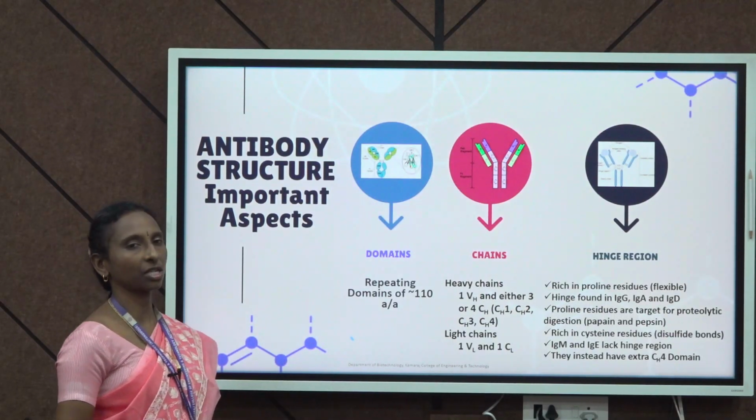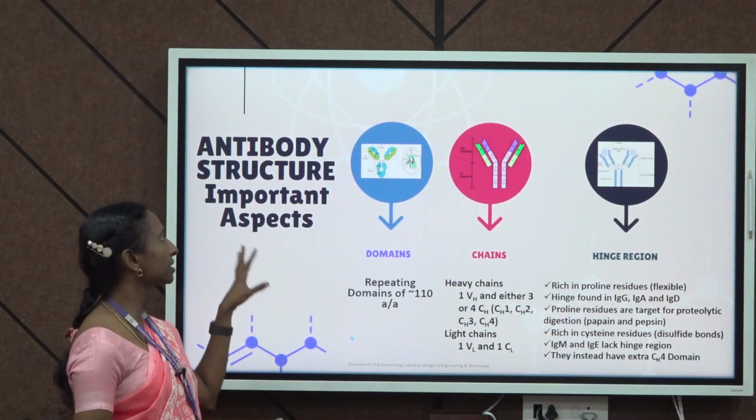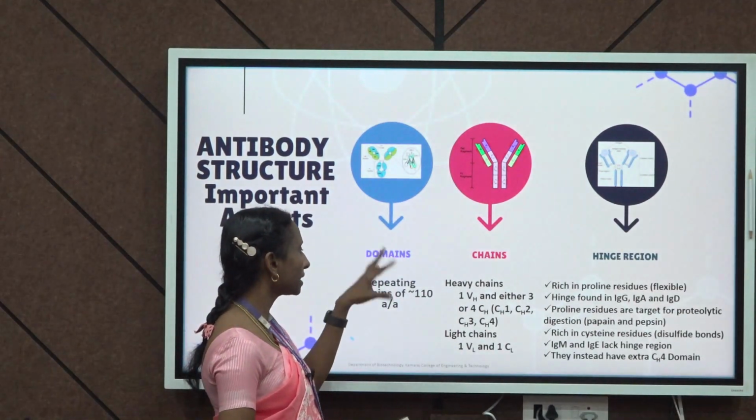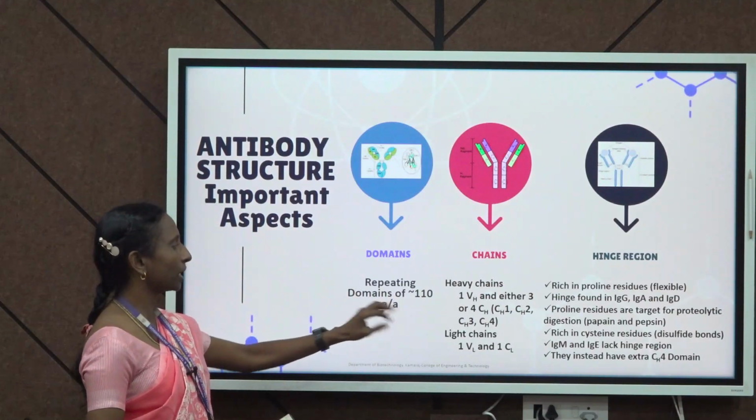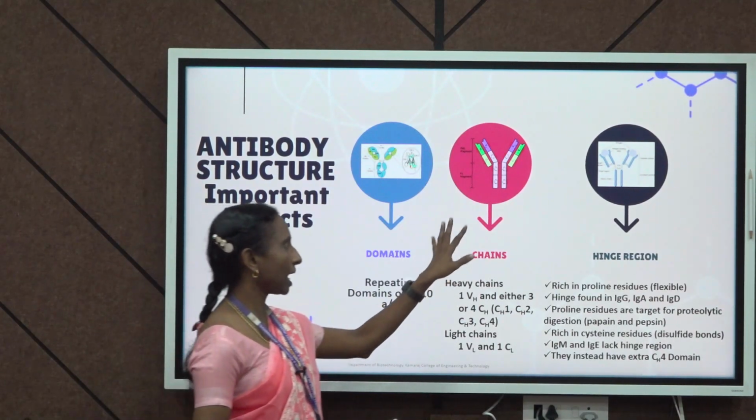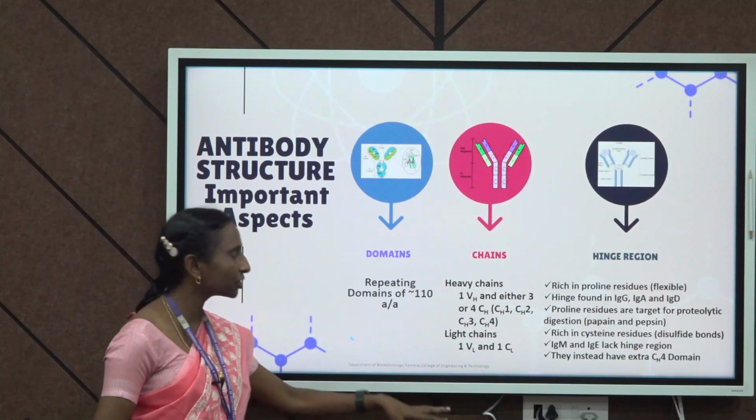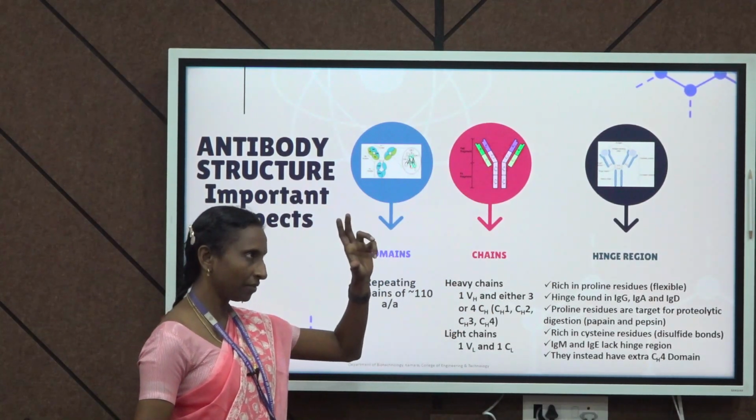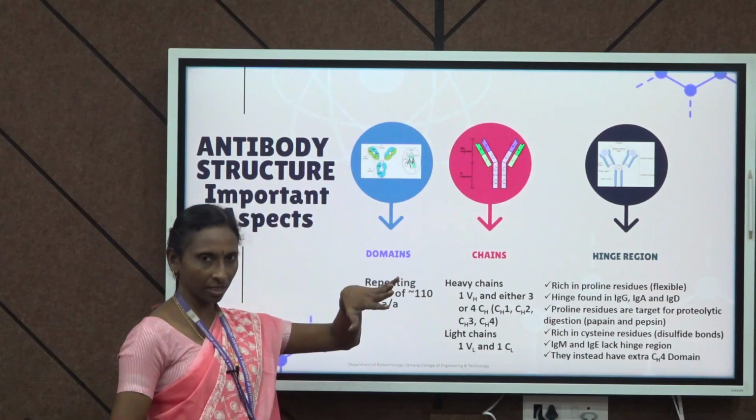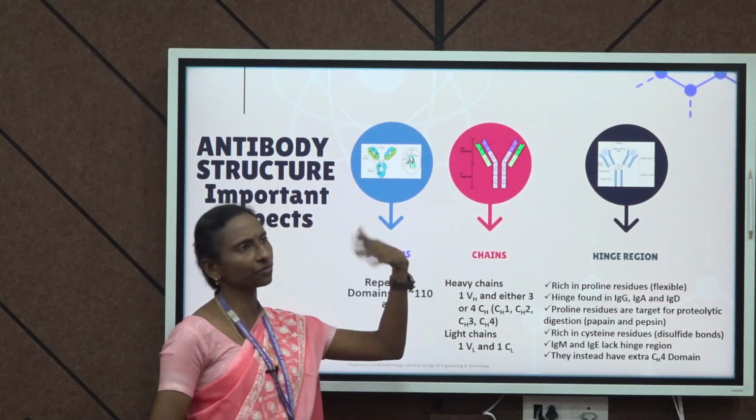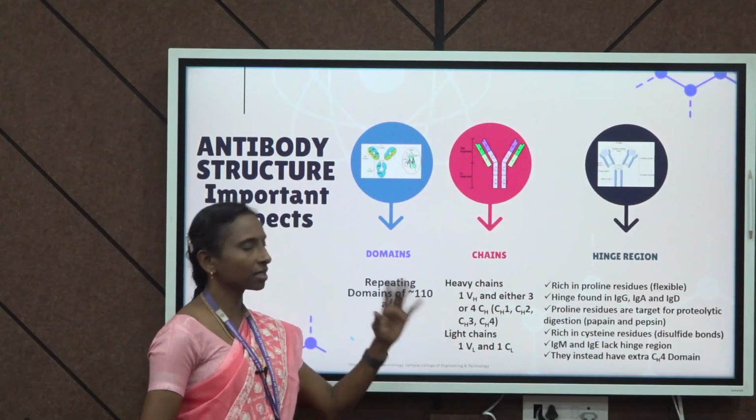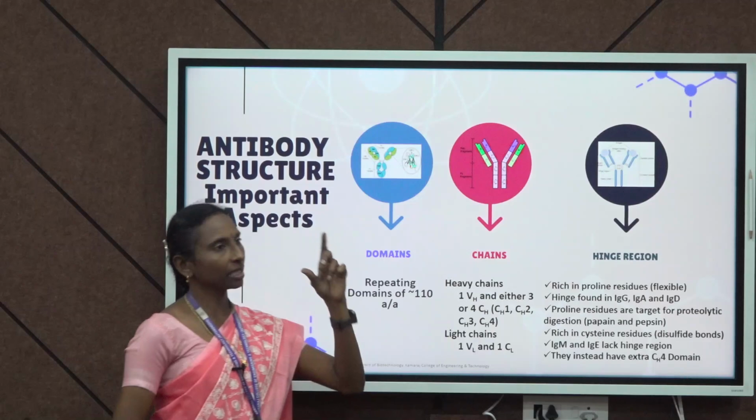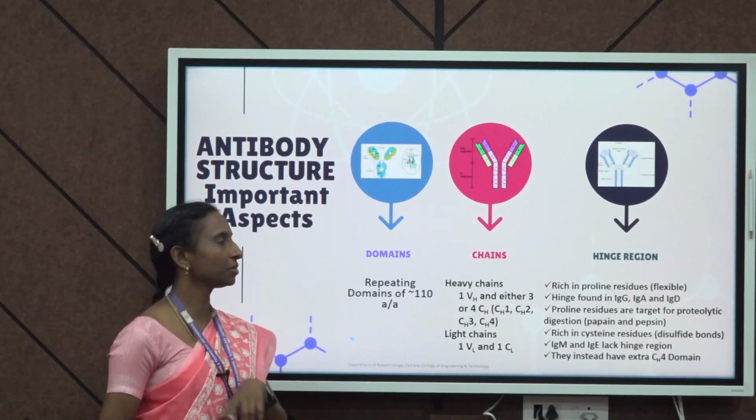Okay, coming to the structural details of an antibody. It has repeating domains of around 110 amino acids, and as I have told you, there are heavy chains and light chains. In the heavy chain there is one variable region in the beginning of around 110 amino acids, and then you have 3 to 4 constant regions depending on the type of antibody we are discussing. As for the light chain, there is always one variable region and one constant region.